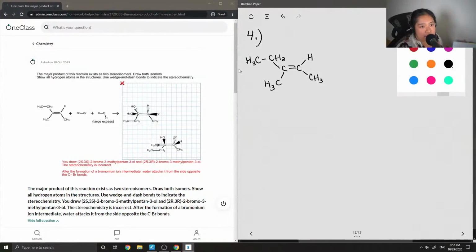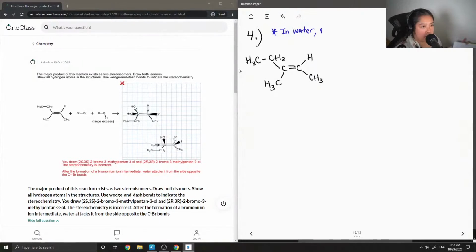I'm just going to write a note up here that when this reaction occurs in water, this results in formation of a bromohydrin. So I'll show the mechanism and kind of explain what that even means.